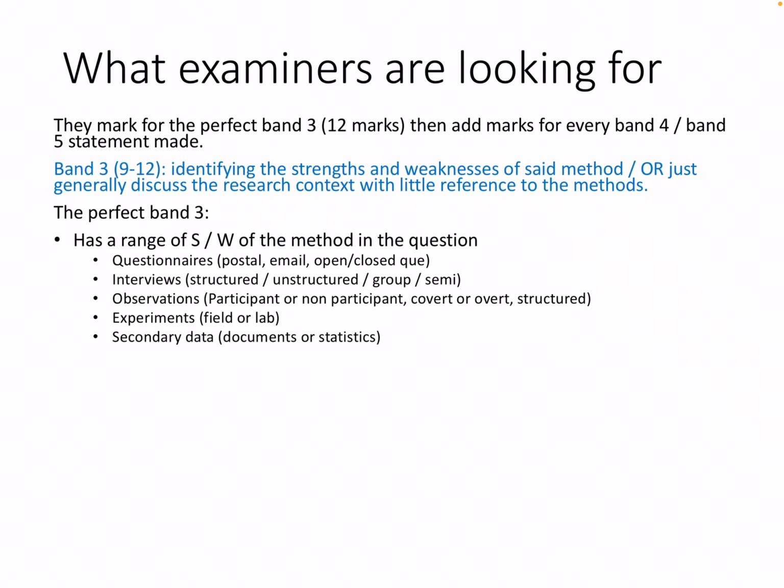You might get observations, where the question might specify participant or non-participant, covert or overt. The other type of observation is structured, which is when you would simply observe people and count behaviours and try to collect quantitative data from that. But don't worry too much about them. Again, I've never seen that come up in an essay. And then you have experiments, field or lab experiments, and finally secondary data. That can be documents, which are generally qualitative, or statistics, which is generally quantitative data.